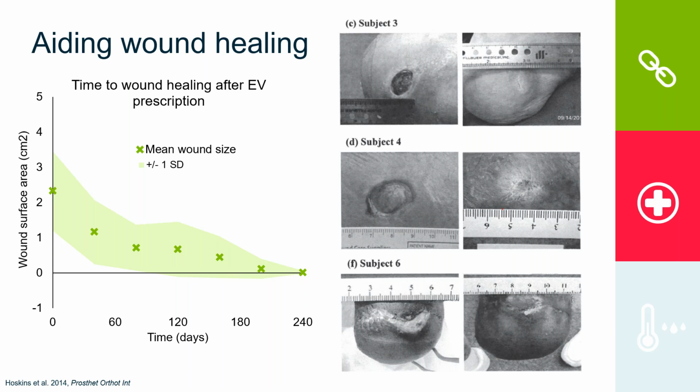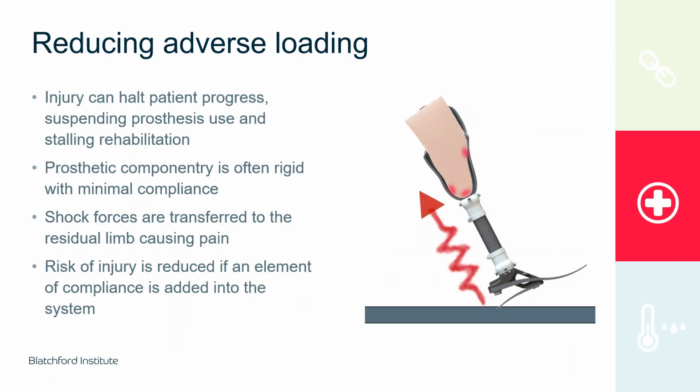This is where elevated vacuum comes into play again. This study measured the wounds of several prosthesis users who used elevated vacuum suspension. They found that within 6 to 8 months, the wounds had not only reduced in size, but healed completely, and the patients were able to continue use of their prosthesis throughout.